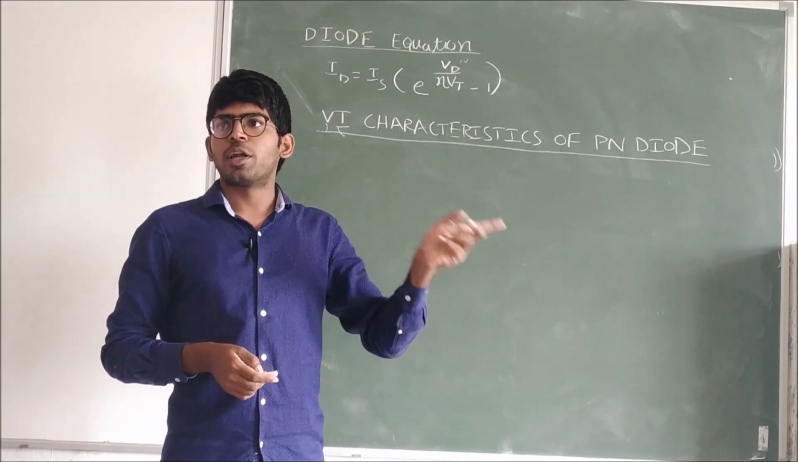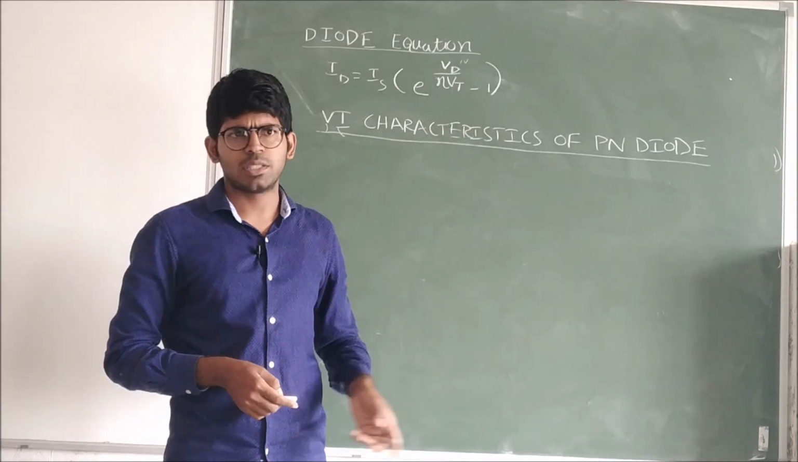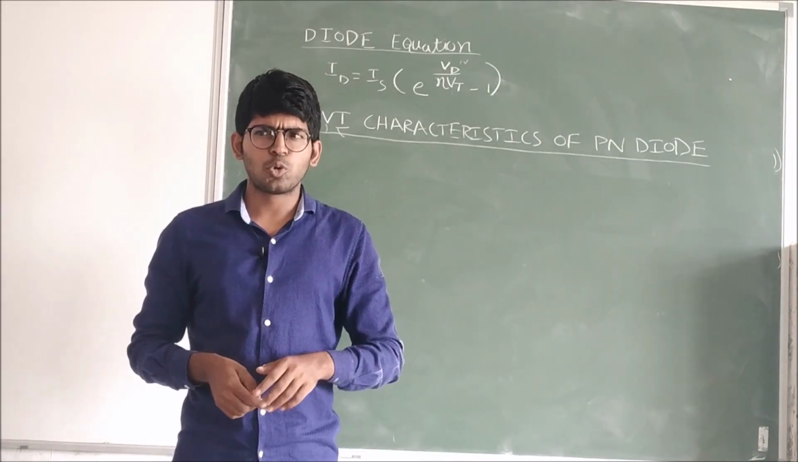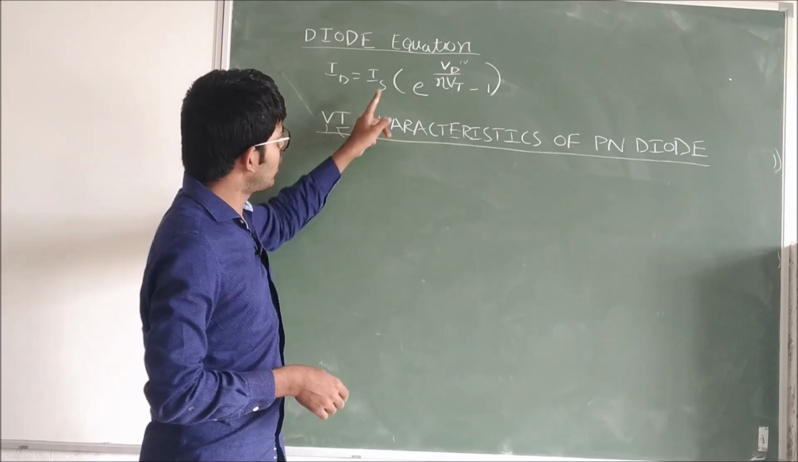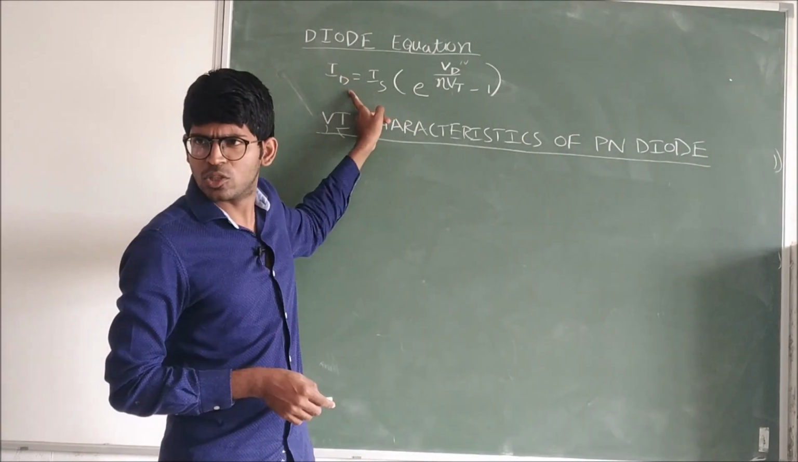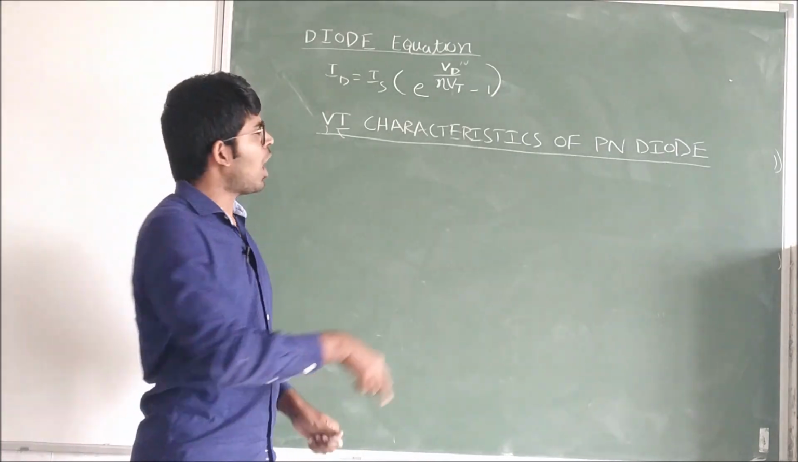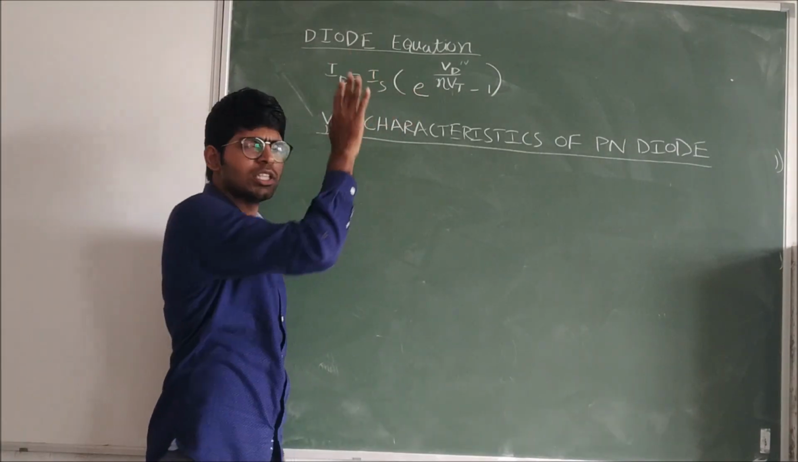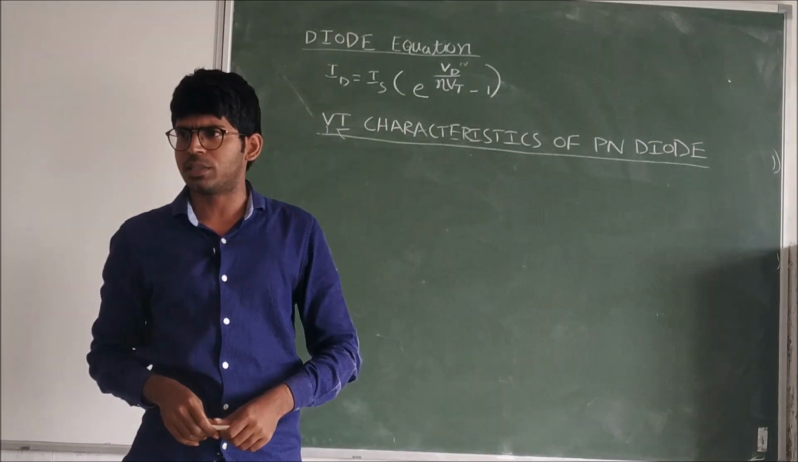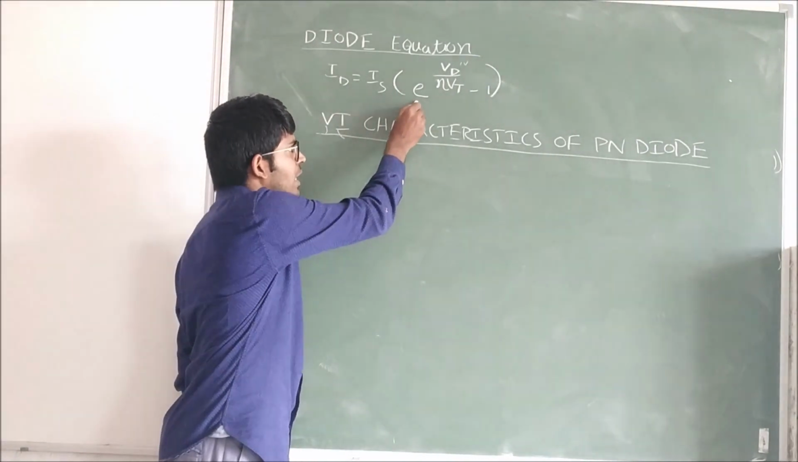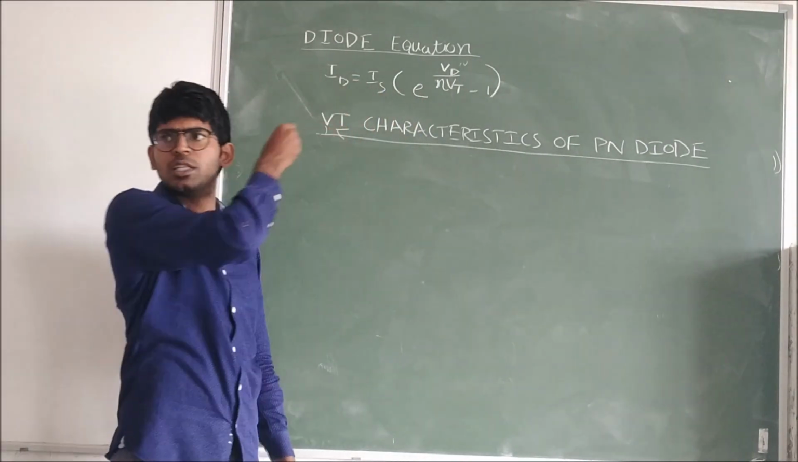We are discussing the diode equation. What is this diode equation? We have already observed two electrical properties, voltage and current. So this mathematical equation represents how the current in the diode varies with respect to the voltage. And if you observe clearly, the relation is exponential.